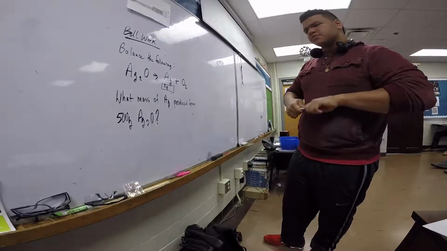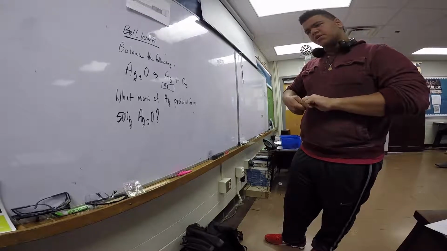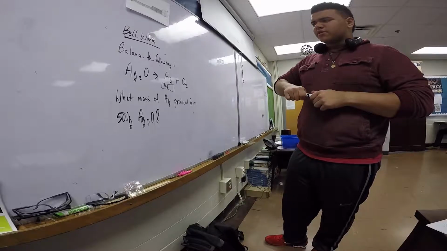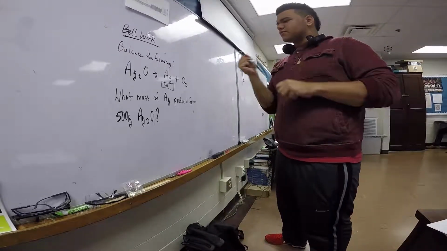Wait, wouldn't it just be 2? It would be 2 AG? Right? Okay. Is that it? Because, wait, hold on. Or would it be, because since we have 2 of these, that means we have AG.